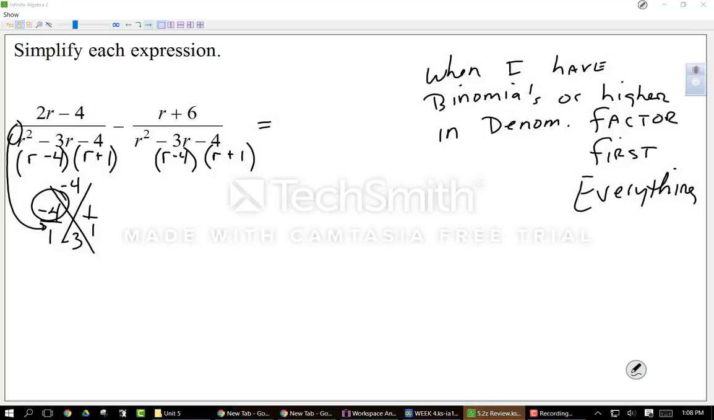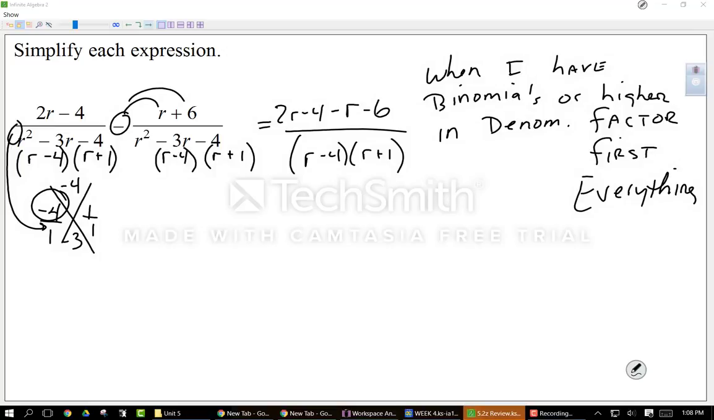So now my answer is going to be r minus 4 and r plus 1 in the denominator. Maybe I can cancel later, I don't know, but right now that's what we have. My numerator is 2r minus 4, and then this negative here distributes to that binomial. So it's minus r minus 6. So now let's simplify in our numerator.